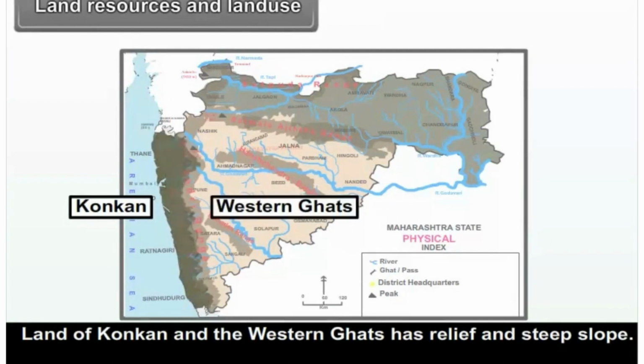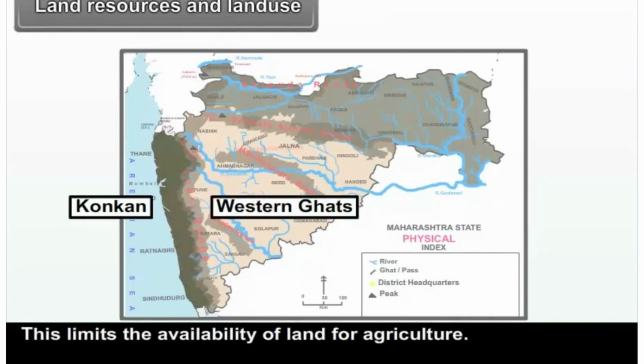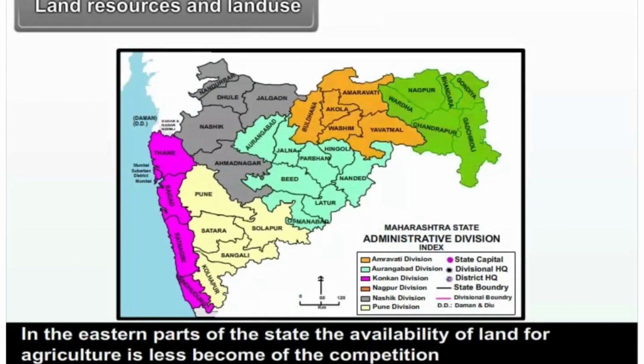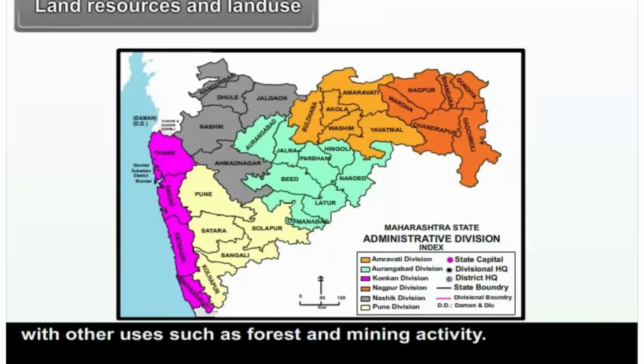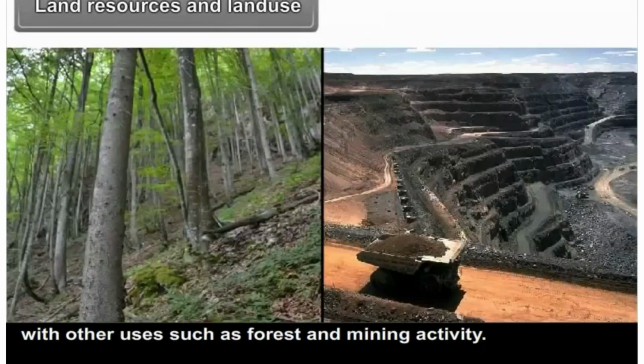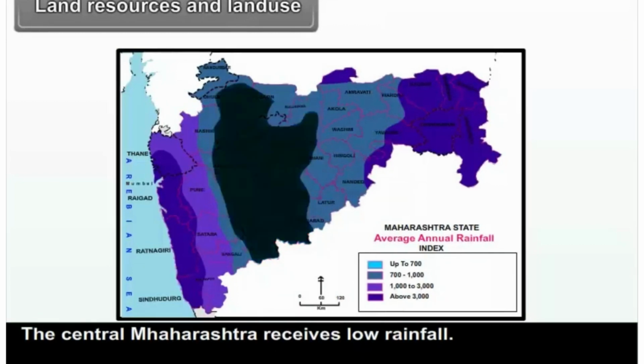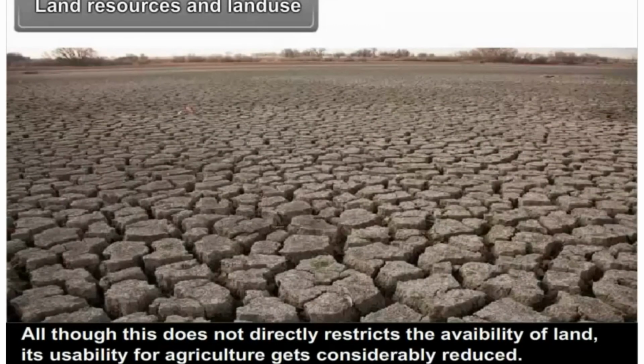Land of Konkan and the Western Ghats has high relief and steep slope. This limits the availability of land for agriculture. In the eastern parts of the state, the availability of land for agriculture is less because of the competition with other uses such as forest and mining activity. The central Maharashtra receives low rainfall. Although this does not directly restrict the availability of land, its usability for agriculture gets considerably reduced.